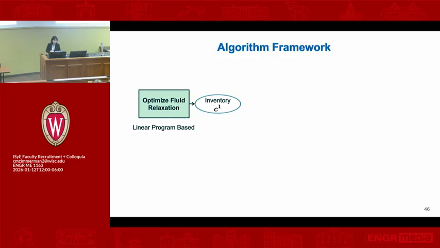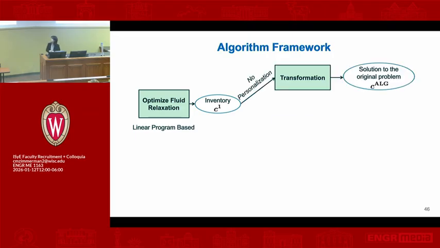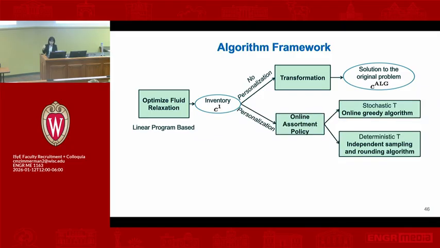So our algorithm has 2 steps. First, we optimize the fluid relaxation. Here, it is based on a linear program. And from this part, we can get a feasible inventory C1. And then for the no personalization setting, we transform it to a feasible solution to the original problem, and we call it C-alg. And for the personalization problem, we have a similar online assortment policy for different settings.